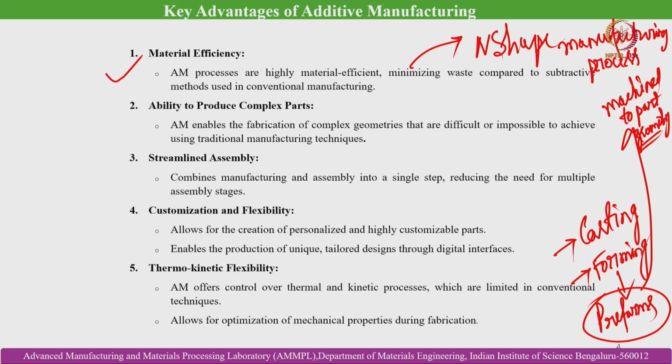And then the next in line is the ability to produce complex parts. Additive manufacturing enables the fabrication of complex geometries that are difficult or impossible to achieve using traditional manufacturing techniques. For example, like we have discussed in detail in the case of casting, if we need to make any assembly or a typical part, we need to first make the mold. Mold can be made of sand or metal, but the first step, like in casting and also in powder metallurgy, is that we have to make a mold, and then that mold has to be utilized to develop the part.